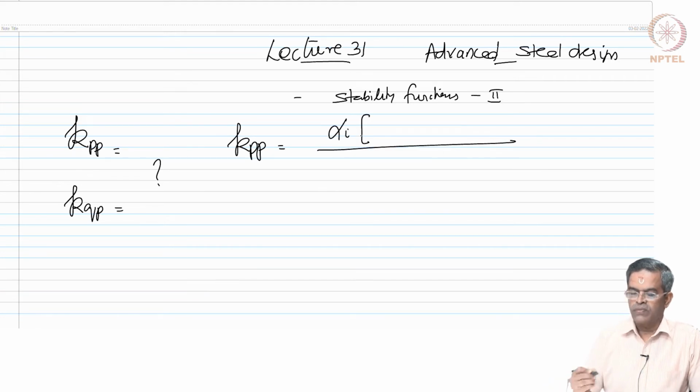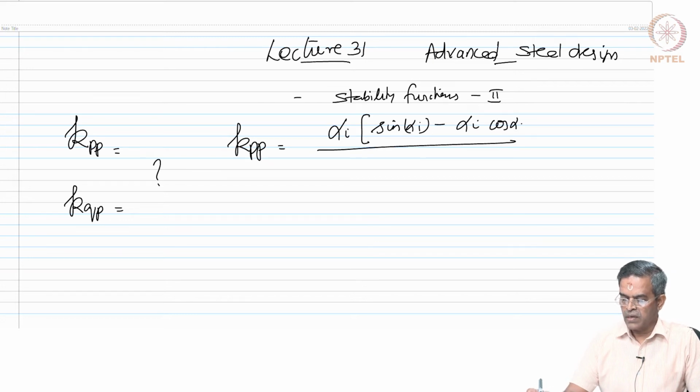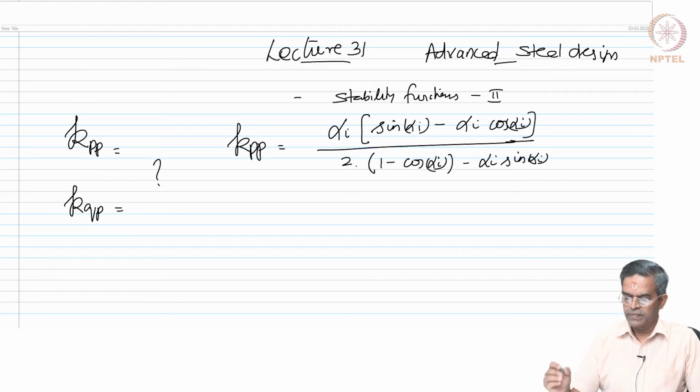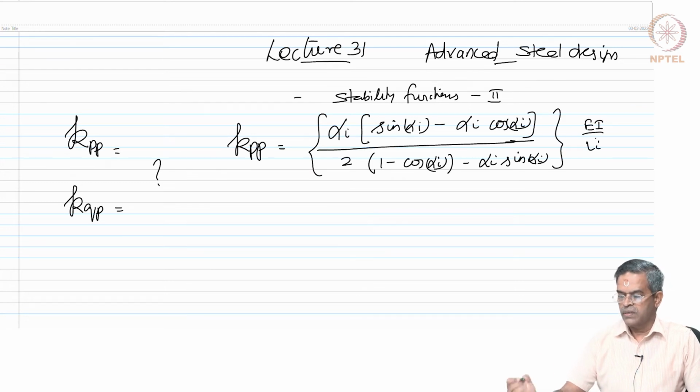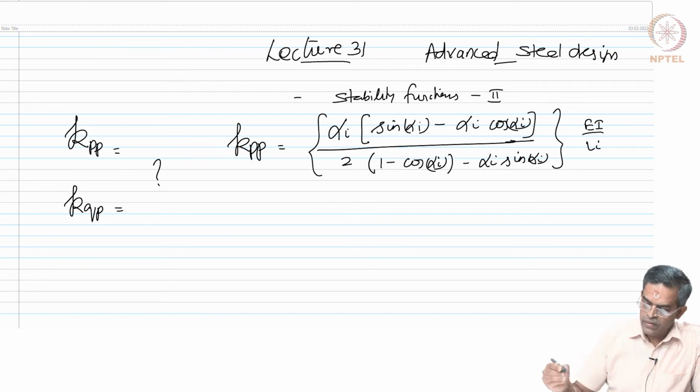alpha I times of sin alpha I minus alpha I cos alpha, divided by twice of 1 minus cos alpha I minus alpha I sin alpha, of EI by LI. So, the error we had is that this was missing.